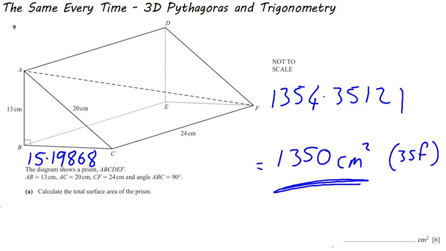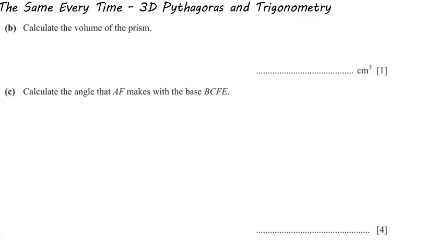Let's see what's happening in the rest of this question. So part B, calculate the volume of the prism, and part C, calculate the angle that AF makes with the base. Right, well, part B is worth 1 mark. It is reasonably straightforward, isn't it? Volume of a prism: area of the end, or area of the front face, or area of the cross section, multiplied by the length or multiplied by the height, depending on what you want to call it.